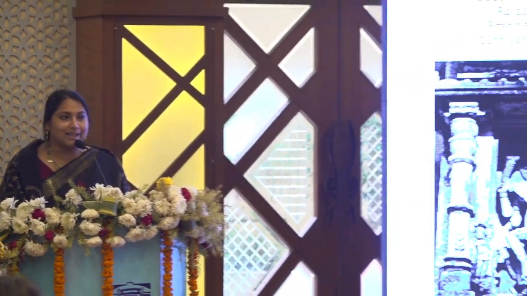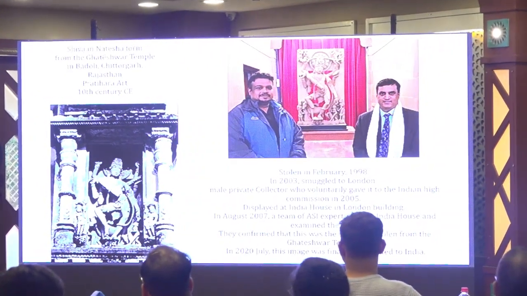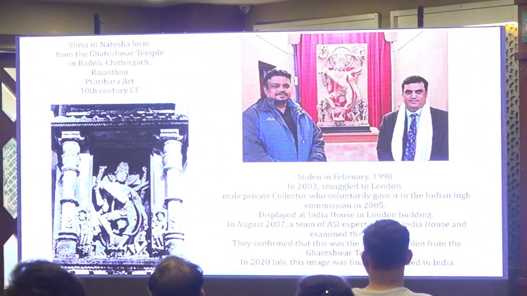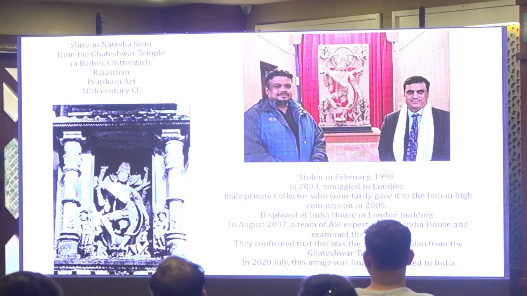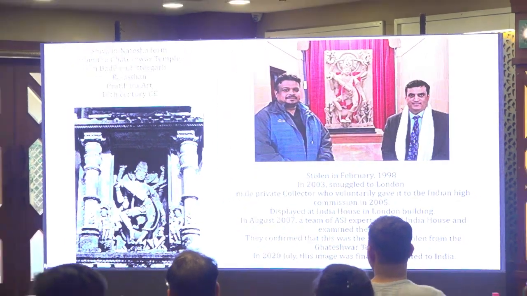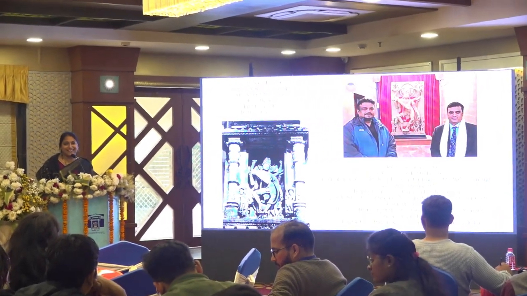Of course, there is a great fault also which we cannot bypass at this moment. There is another one which is also very well known, and for which we must thank the ASI for their efforts in retrieving another important Pratihara piece, a Shiva in the Natesha form, which was earlier in one of the temples in Rajasthan. It was stolen and then restored. It's at least on display. So there are both cases like that.